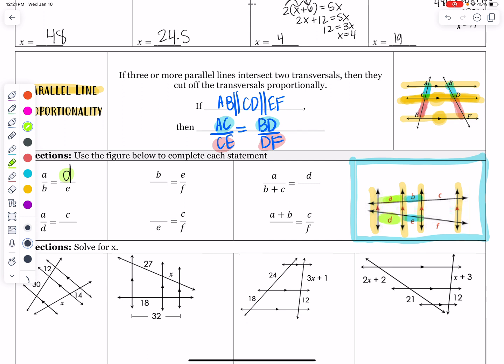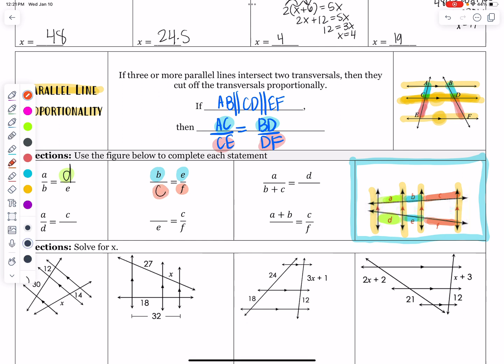Okay, they do that again, and they say, okay, well, B, blue, over what equals E, blue, over F. So I'm going to do that in a different color. I'm going to do that in orange. Okay. So what is the orange piece that we're missing? The orange piece that we're missing is C.